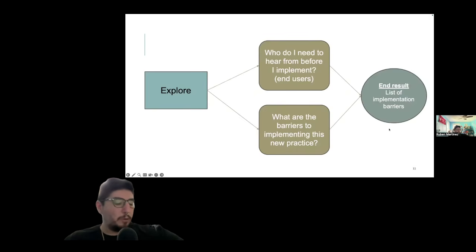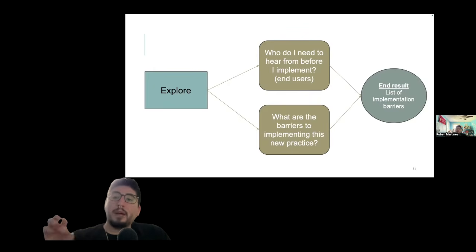So in the explore phase, we might call this pre-implementation. What we're really trying to do is to understand first, who do I need to hear from before I implement? This is a really important, underused approach, is that we really want to understand who our end users are. And the reason why is because if we develop strategies based on barriers that we think are true, we are very likely to miss some things, and we don't want to miss things in this process.